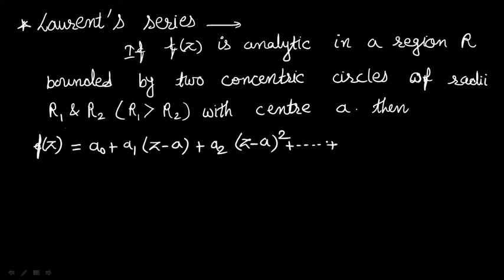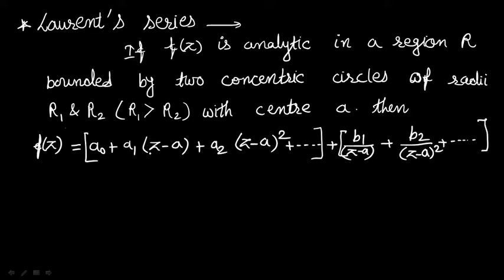This is the first term. If we write down here a bracket, then the second bracket terms are b1 upon z minus a plus b2 upon (z minus a) whole square and so on. That means this Laurent series contains the terms of z minus a with positive powers as well as negative powers. If we write this first bracket in terms of summation, then summation from n equal to 0 to infinity a n (z minus a) to the power n.